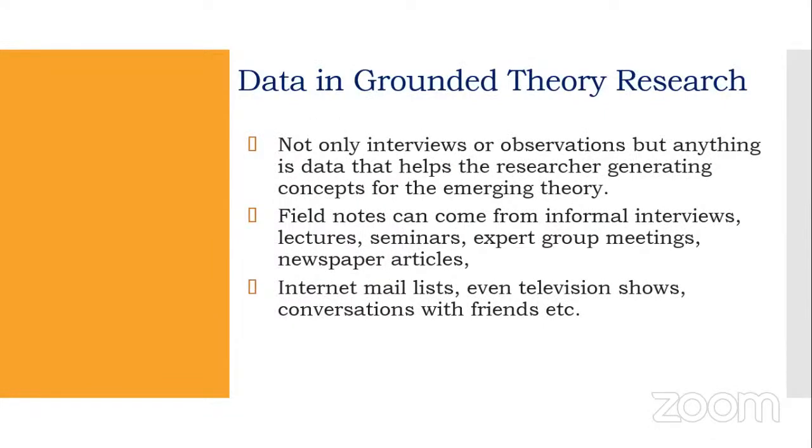Data in grounded theory research. What kind of data can we consider? Not only interviews or observations, but anything is data that helps the researcher generate concepts from the emerging theory. So this can be field notes, which can come from informal interviews, lectures, seminars, expert group meetings, newspaper articles, internet mail lists, even television shows, conversation with friends, etc. All these can be different sources of data in grounded theory research.